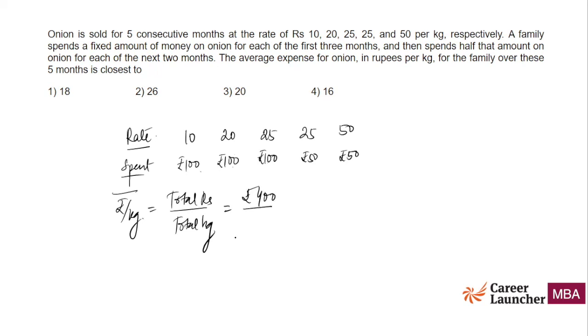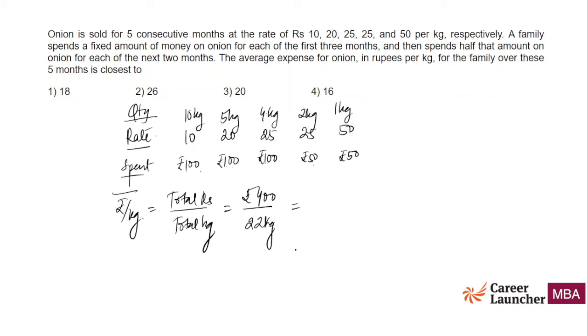And how many kgs did they buy? Okay, so 100 rupees spent at rate 10, so 10 kg here. 100 rupees spent at rate 20, so that is 5 kg here. 100 rupees at rate 25, 4 kg here. 50 rupees spent at rate 25, 2 kg here. 50, 50, and 1 kg over here. So the total quantity that they bought, the amount of onion, is 15 plus 5, 20, 22 kgs is what they bought.